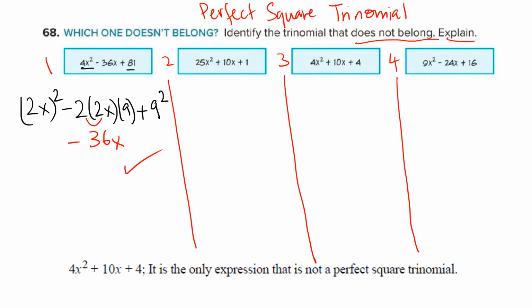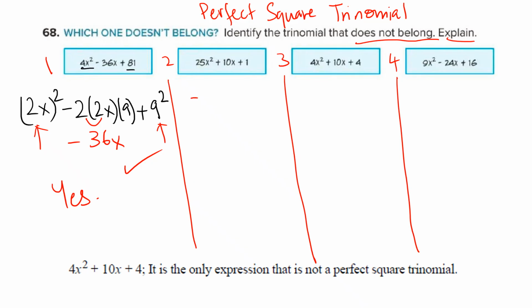So all the three steps that we need to check for a perfect square trinomial, namely the first term is a perfect square, the last term is a perfect square, and the middle term is the product of 2 times the square root of the first term and the second term, is true. So yes, it is a perfect square trinomial. What about the second one?